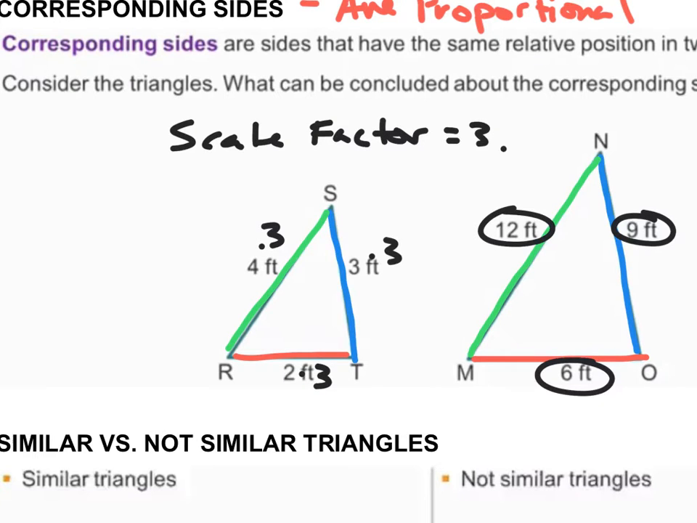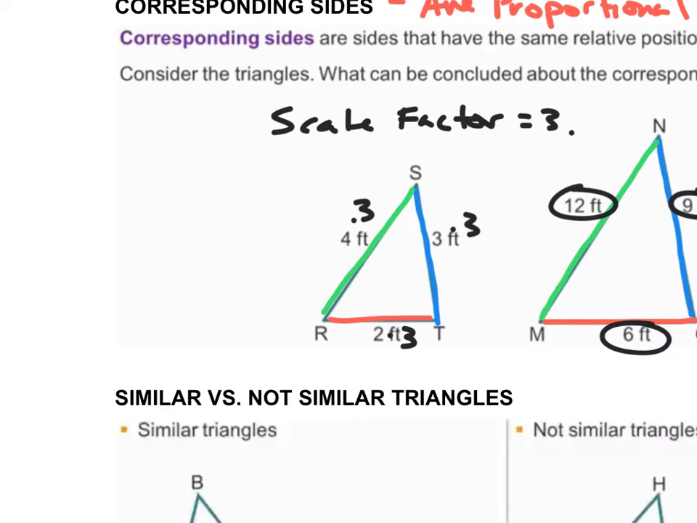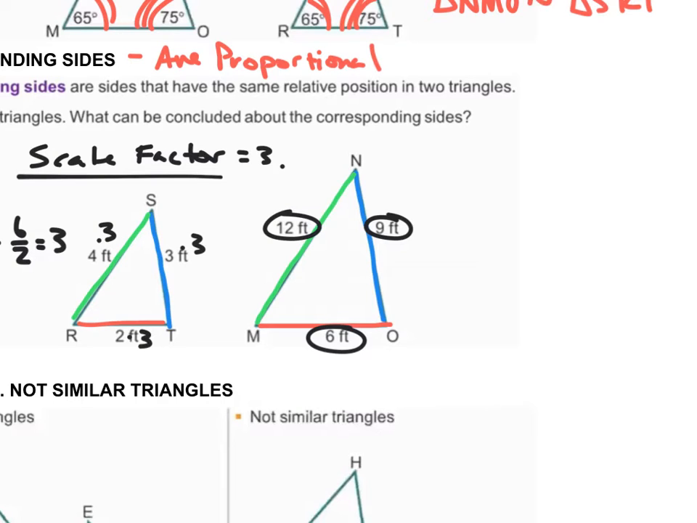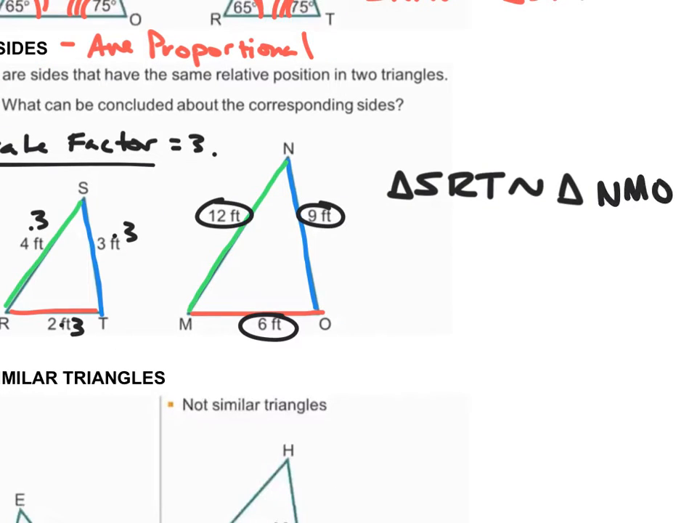All right, and if all the sides have that same ratio, we can go big to small. If we do 12 divided by 4, that's equivalent to 9 over 3, which is equivalent to 6 divided by 2, because all of those ratios, all of those fractions, give you the same thing, which is 3, and that's your scale factor, okay? And so if all sides are proportional, then we can say that they're similar. So I would say that triangle SRT is similar to triangle NMO, all right? And that's what we do, okay?